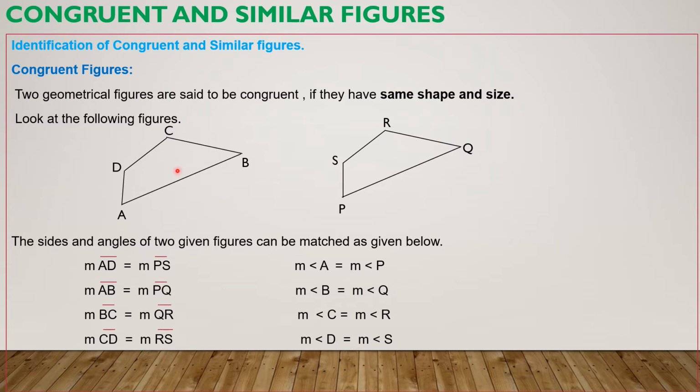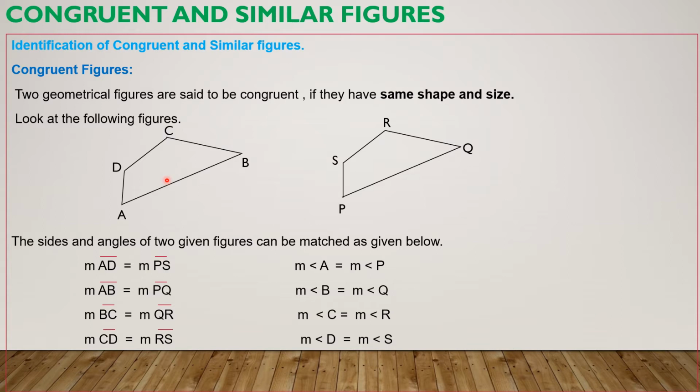Must remember, if two shapes or two figures are congruent, it means their corresponding sides and angles must be equal. Same size means their sides and angles must be equal. And we have to compare AD with PS. We will not compare AD with PQ. Got it? AD will be compared with PS. AB will be compared to its corresponding side, that is PQ. Similarly, angle A will be compared with P. B will be compared with Q.